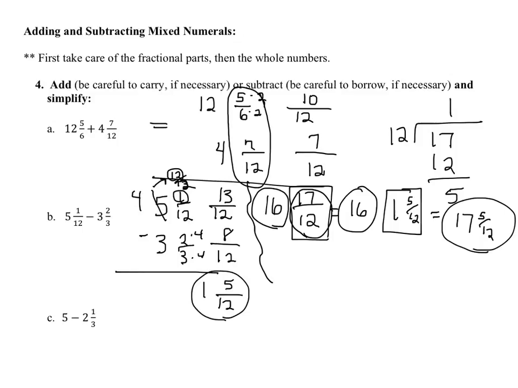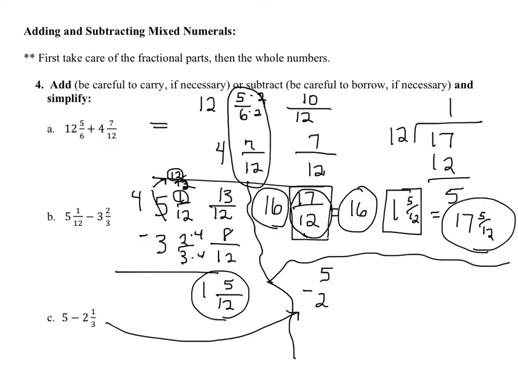Well, how about this next part, C? Running out of room here. 5, take away 2 and 1/3. Well, you guys, I cannot take 1/3 away from 0. So I'm going to borrow from the 5. And I'm borrowing 1. But the form of 1 I want to use is with a 3 on the bottom. 3/3. So exciting. And 3/3 take away 1/3 is 2/3. 4 take away 2 is 2. So 2 and 2/3. Done.